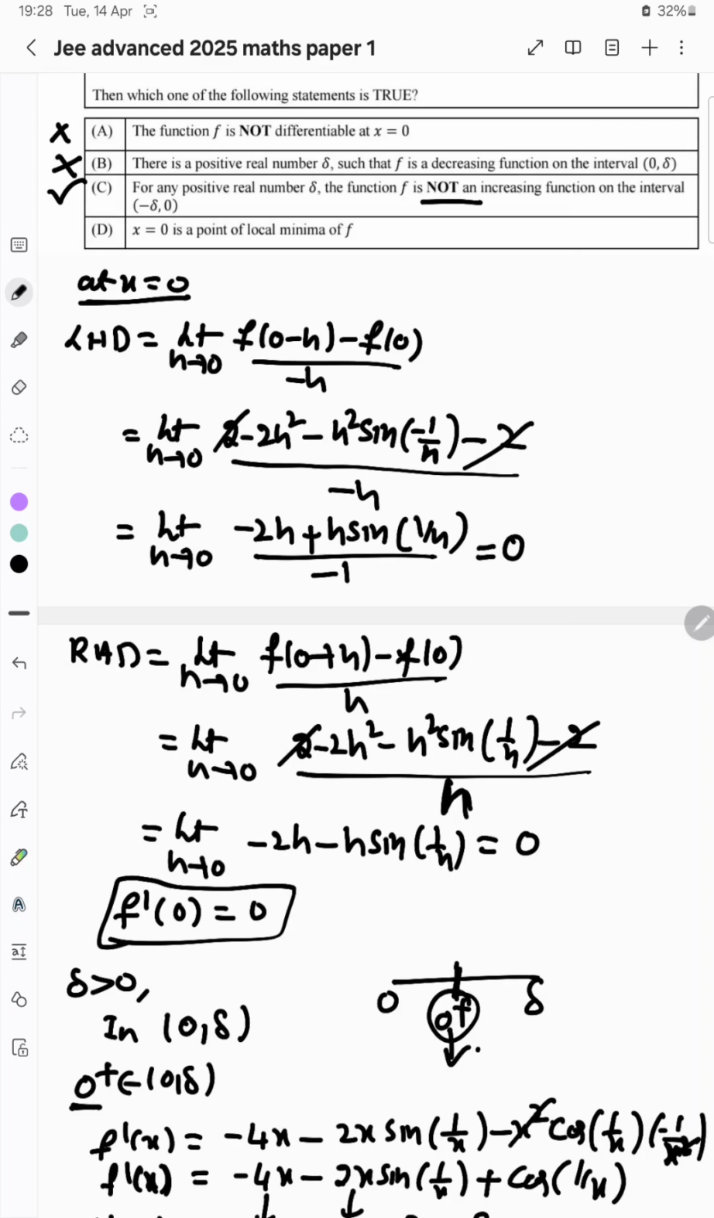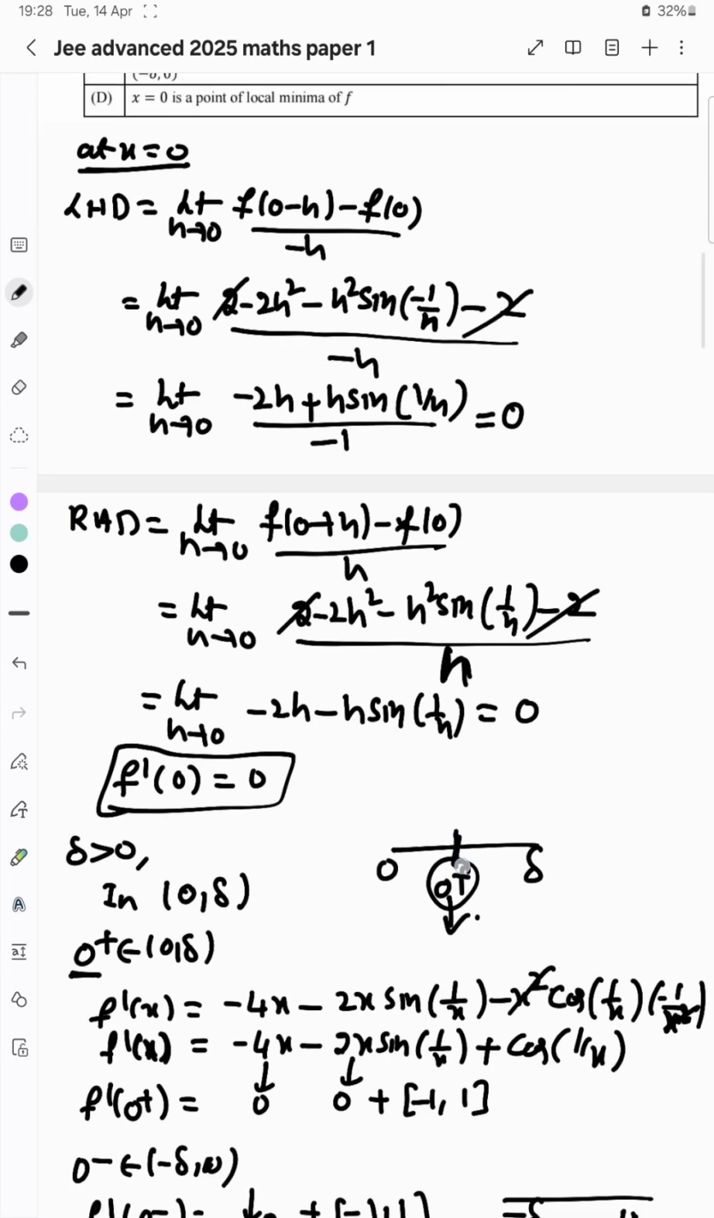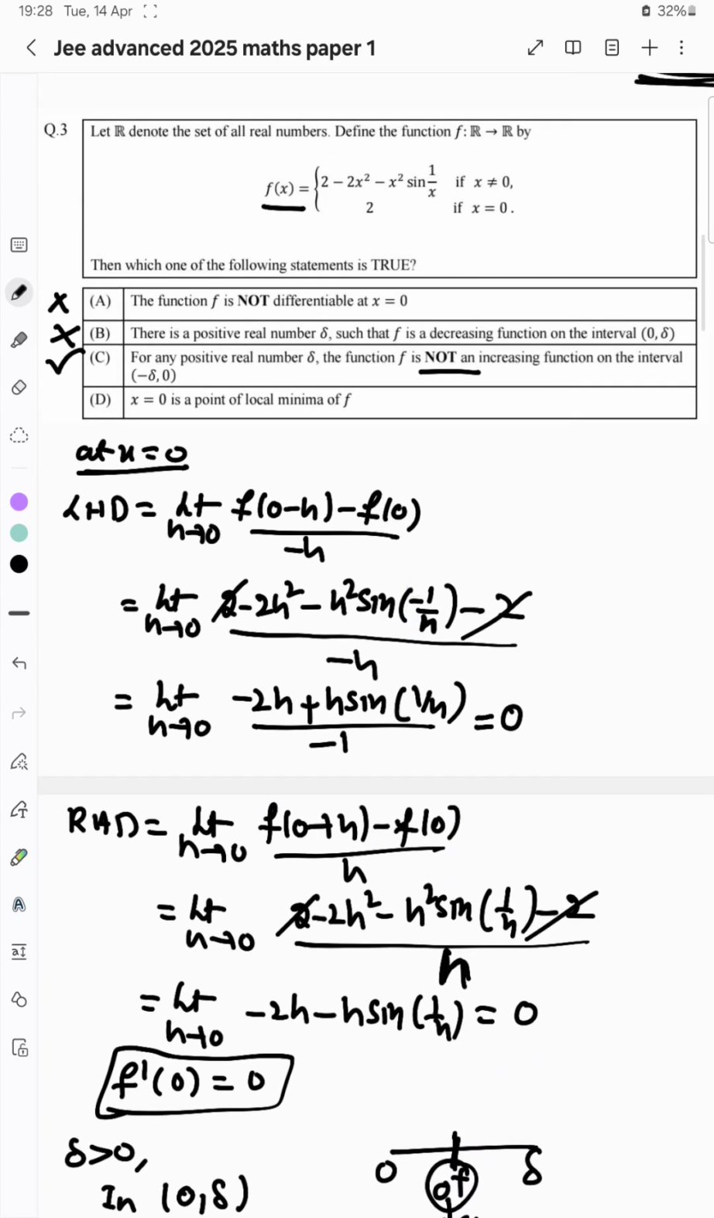At x equal to 0, x equal to 0 is a point of local minimum of f, they give, right? Let's check it now. We know that exactly the f of 0 value is what? 2, right? Now 0 minus, 0 plus, at that time what is the function value? We can check it. Okay, see here, f of 0 exactly what we have now? 2, right? Now we can check it. F of 0 minus or 0 plus means what is the function value?